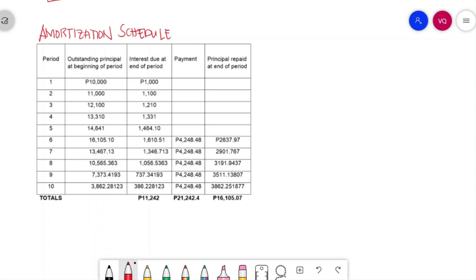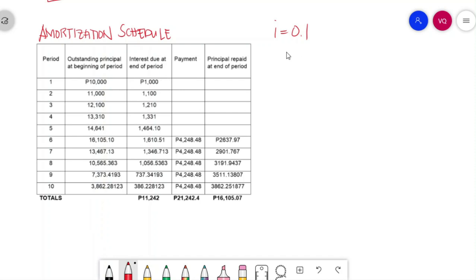So this is our amortization schedule. We have here the period. We have 10 payments, and it is deferred in 3 years. So that is equal to 5 payments deferred, and then it is started to amortize on the end of the third year. So this is our outstanding principal at the beginning of period. We have 10,000. And our interest due at the end of period, 1,000. So where did we get this 1,000? From our effective interest equal to 0.1.